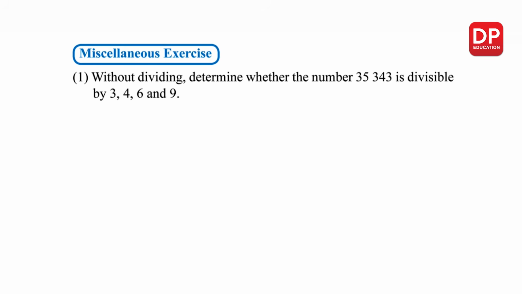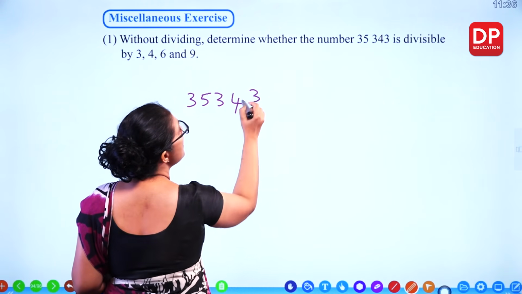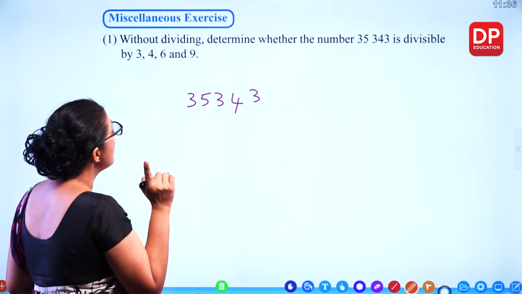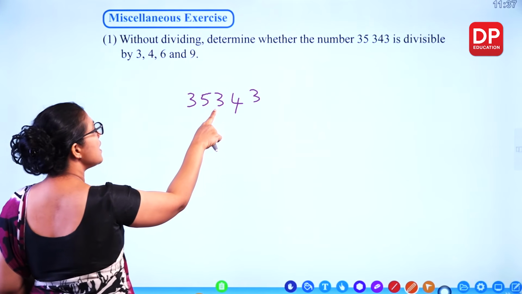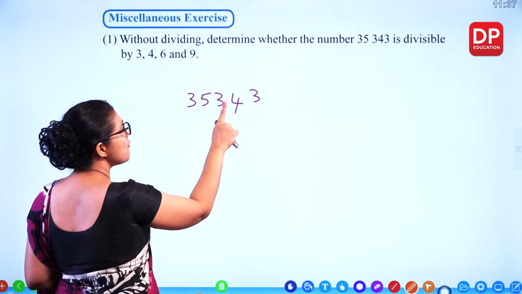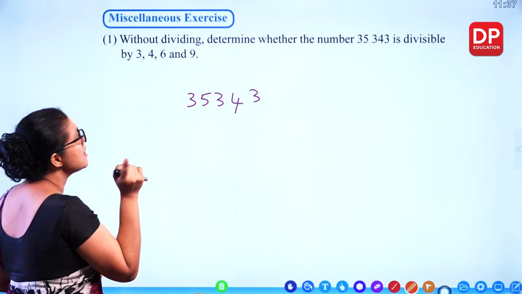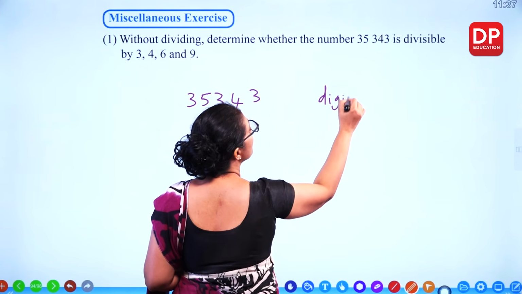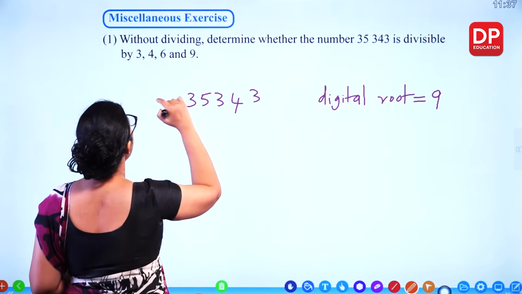Miscellaneous exercise. Without dividing, determine whether the number 35,343 is divisible by 3. How do we find out? Digital root. 3 plus 5, 8. 8 plus 3, 11. 11 plus 4, 15. 15 plus 3, 18. 18 means 1 plus 8, 9. So the digital root is 9. So that's divisible by 3.